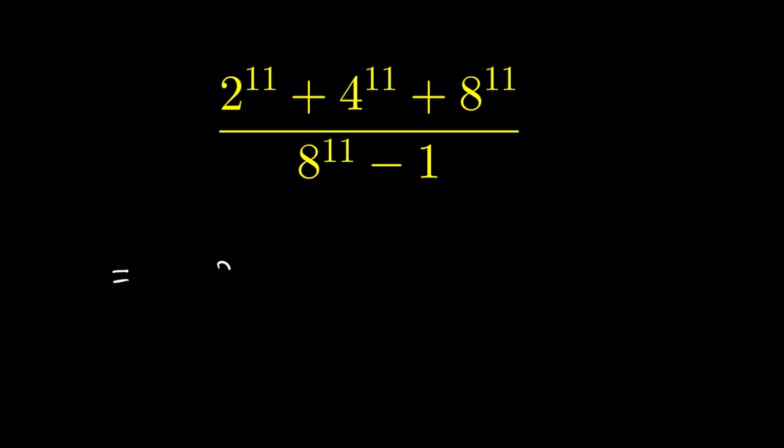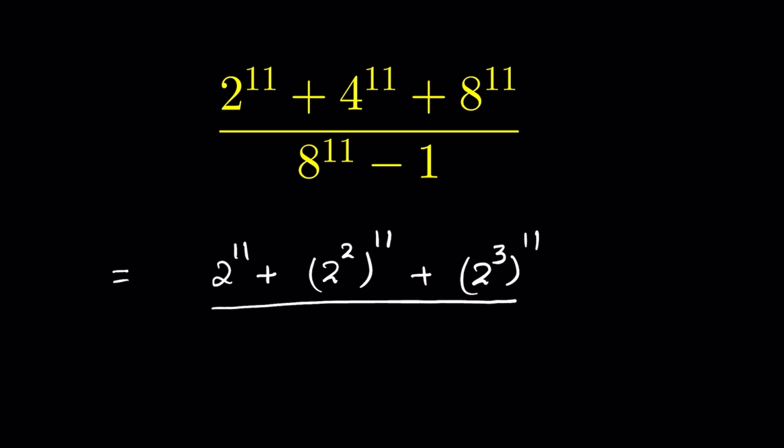2 to the power 11 plus 4, we can write it as 2 to the power 2, then whole to the power 11, plus 8 as 2 to the power 3, then whole to the power 11, upon again 8 as 2 to the power 3 whole to the power 11 minus 1.